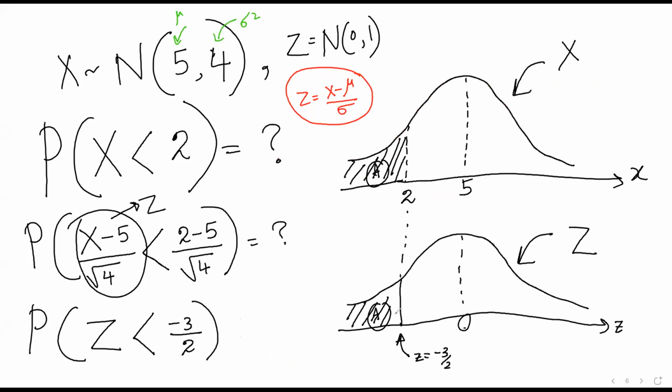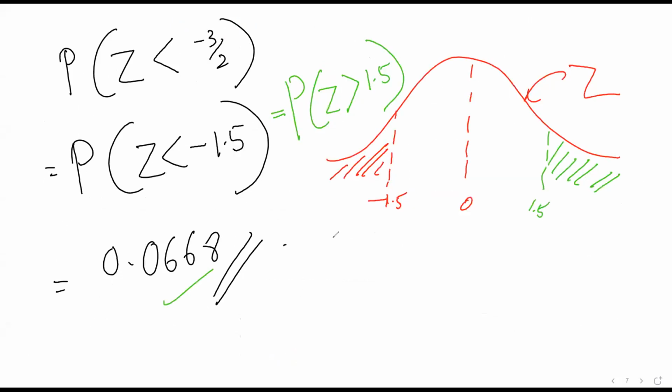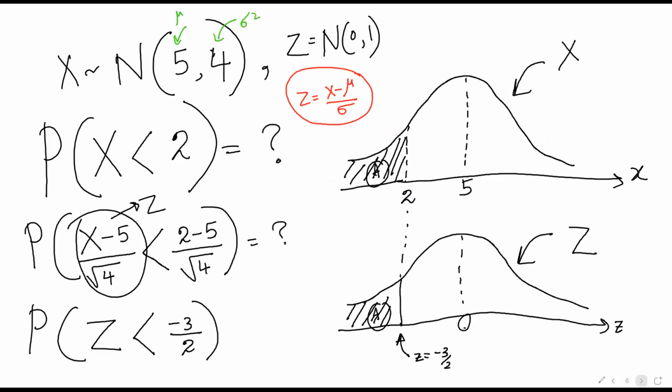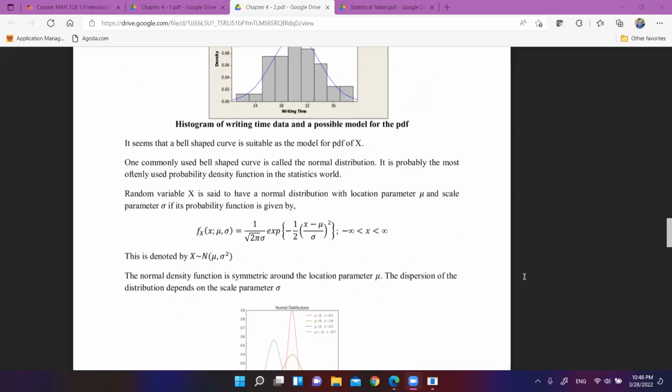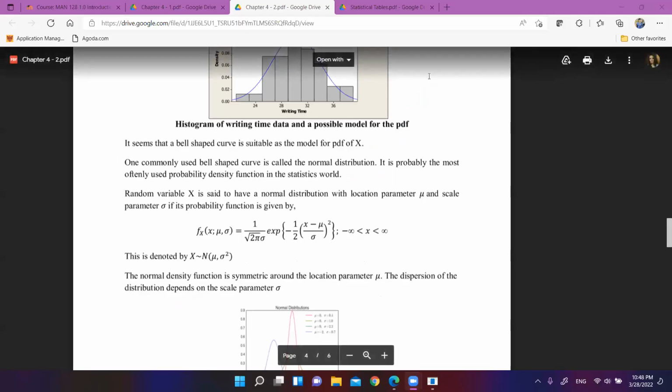The process ends here. Simply, this is the probability x less than, and this is the answer. That is how you compute that. So this is the end of today's lecture.